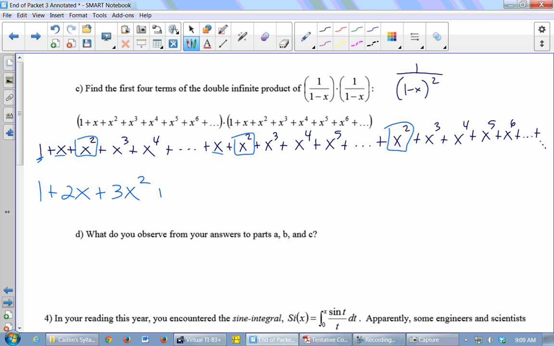And then my x to the fourths, I have 1, 2, 3. I'll have another one in the next one, and another one after that, because I'll be distributing an x cubed and then an x to the fourth. So I'm going to have 5 of them.